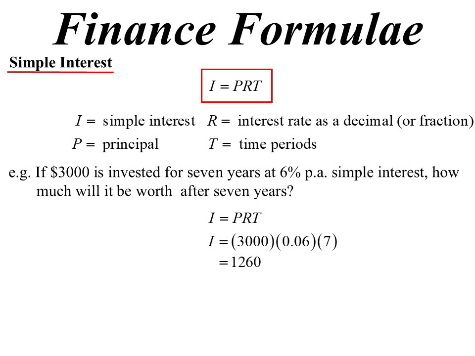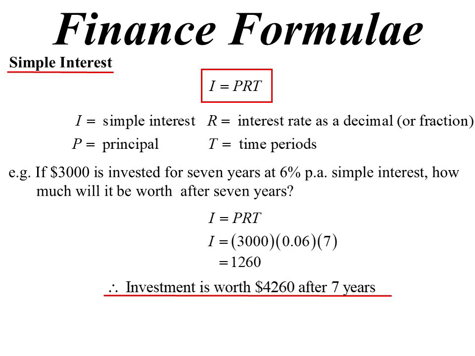It's saying how much would it be worth? We've just worked out the interest. So it's going to be worth 4,260 after 7 years. That's a very simple way of looking at interest, hence the name, simple interest. In reality, that doesn't happen because investment compounds over time.